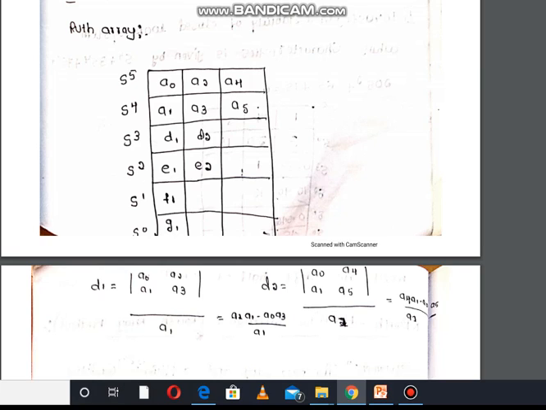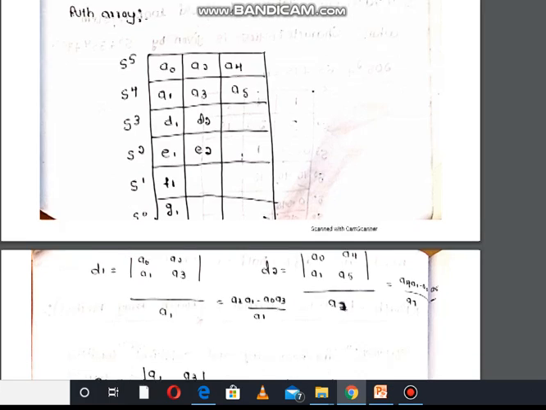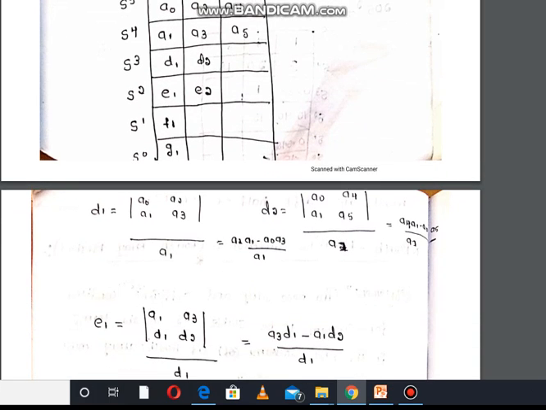So we'll go for S square row, so that is first notation I have written as E1. How to find out E1? To find out E1 I have to use the previous two rows. So that is A1 D1 A3 D2, that matrix I have to take determinant, A1 D1 A3 D2 divided by D1. So remember, the multiplication is A3 D1 minus A1 D2 divided by D1. So that is very important.